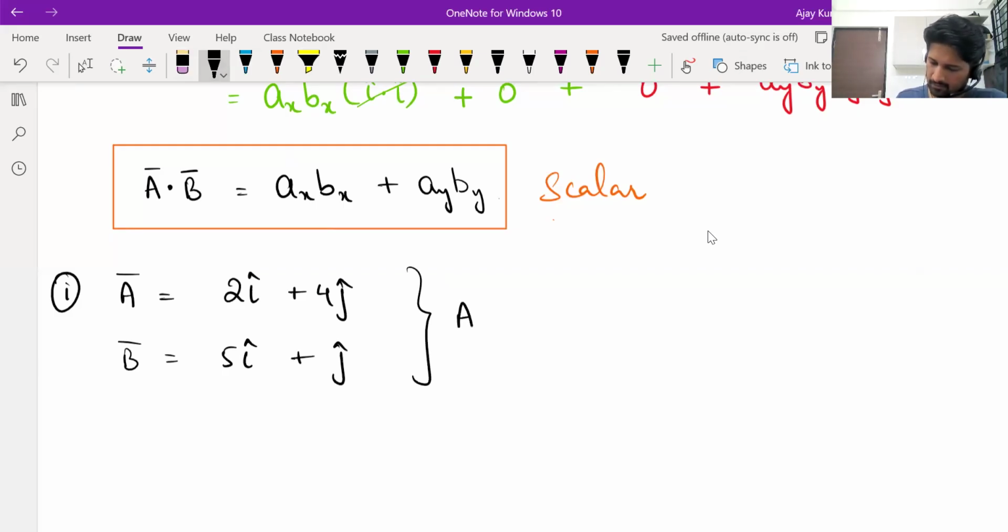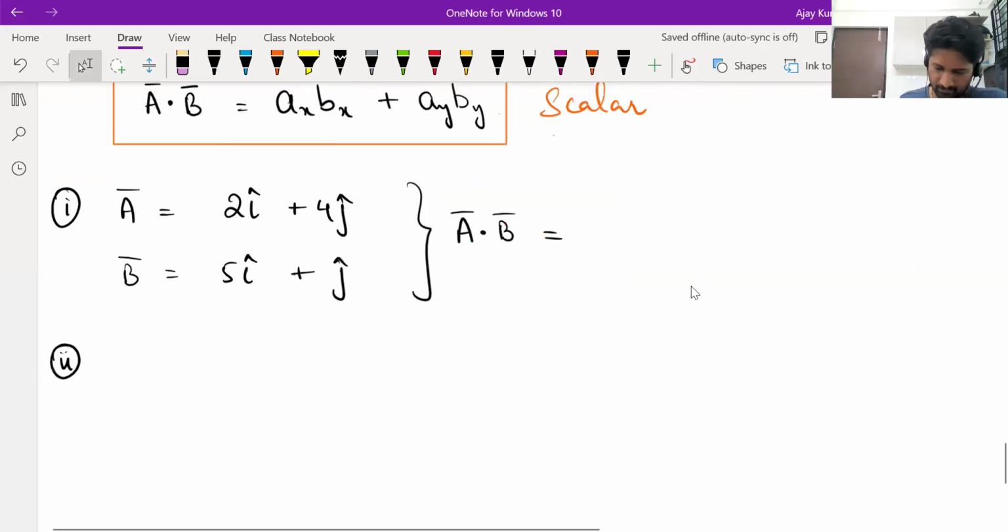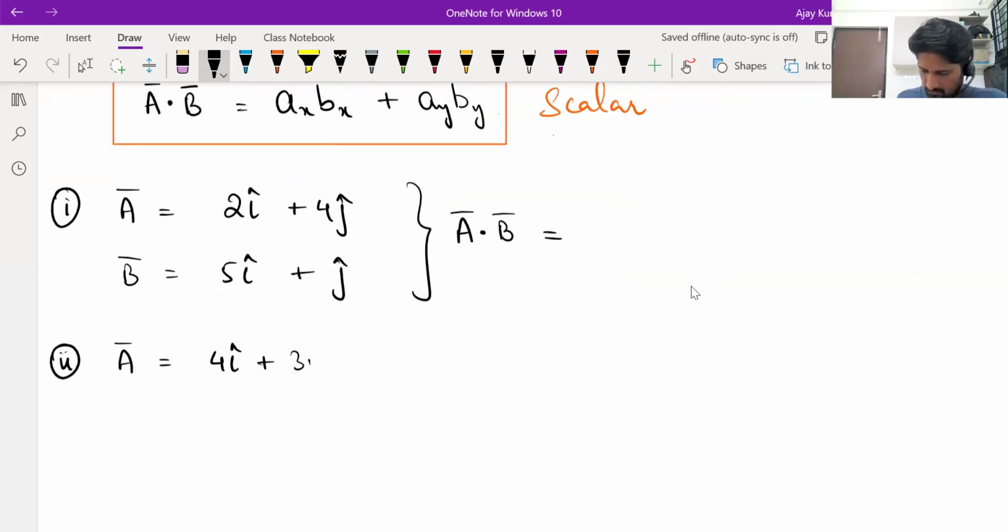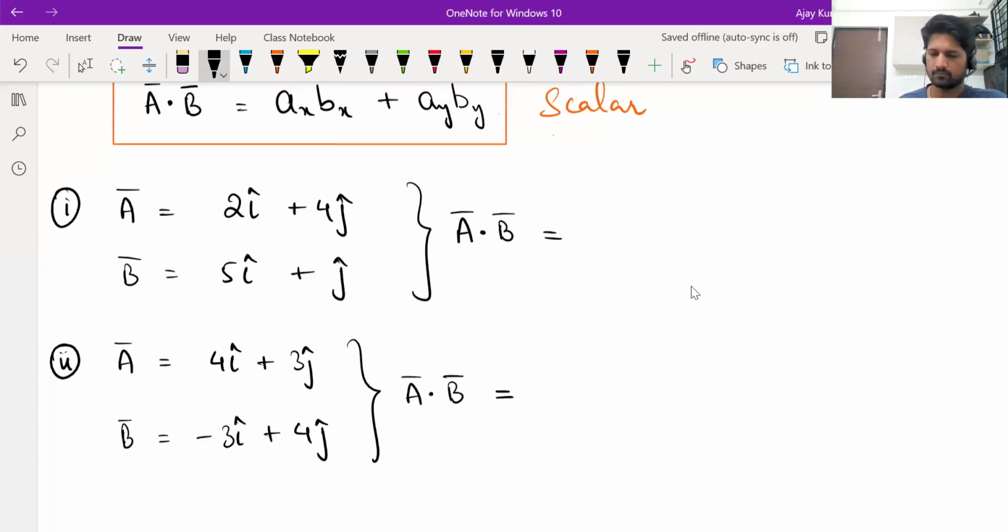Evaluate A dot B. Send answers to both parts together. I got one answer as 10 I cap plus 4 j cap. I was just telling you the result of a dot product is a scalar. There won't be I caps, j caps in the answer.